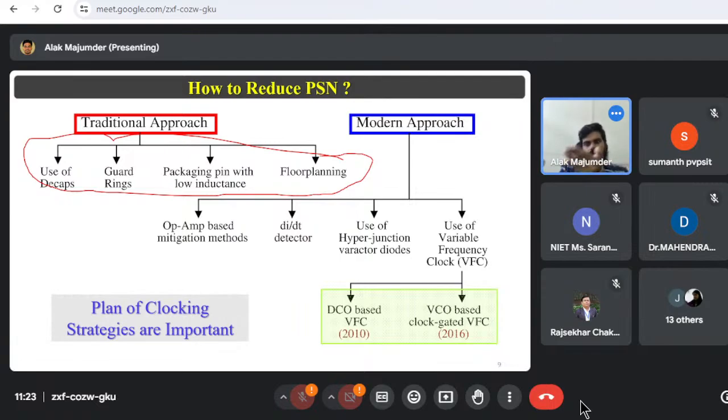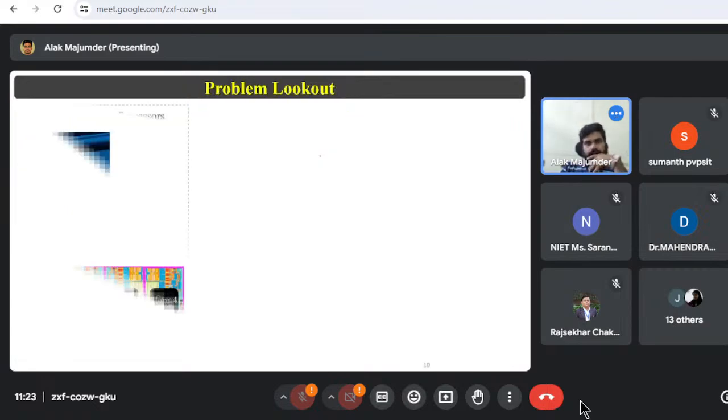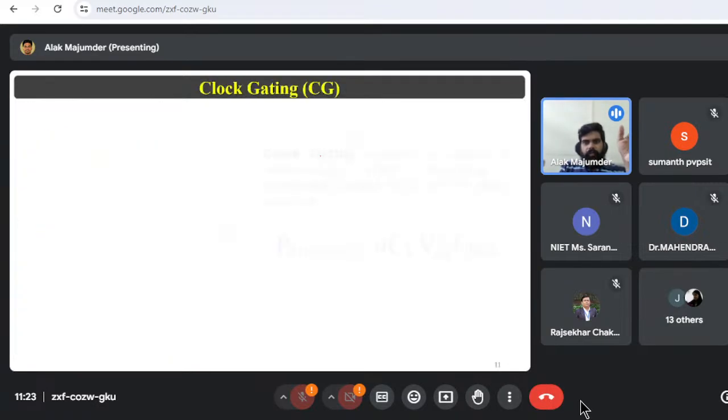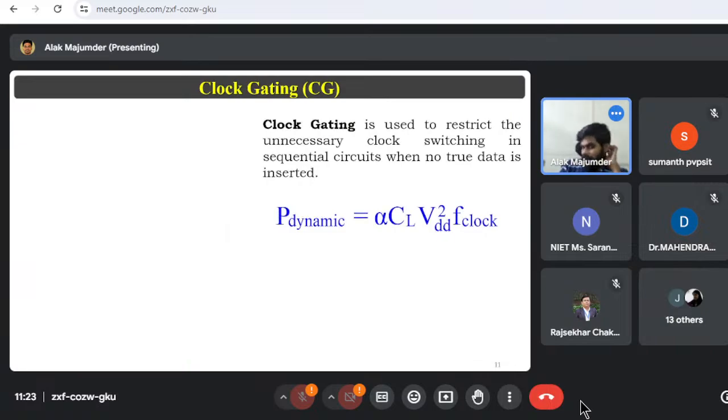Now, let's see what different clocking strategies people have thought of. See why, or what, the problem is. I think I need to mention something. Yeah, I need this particular equation to explain.